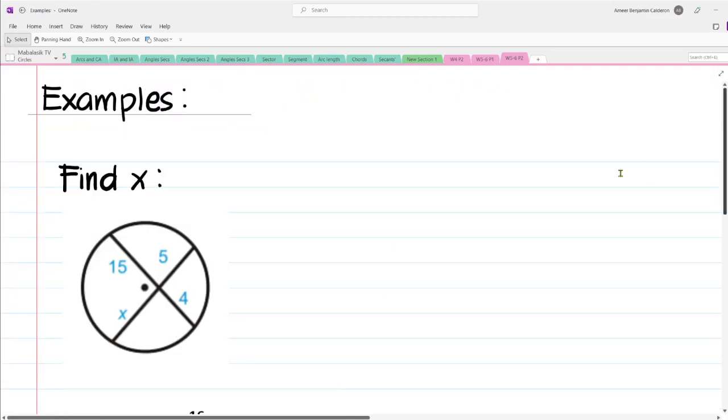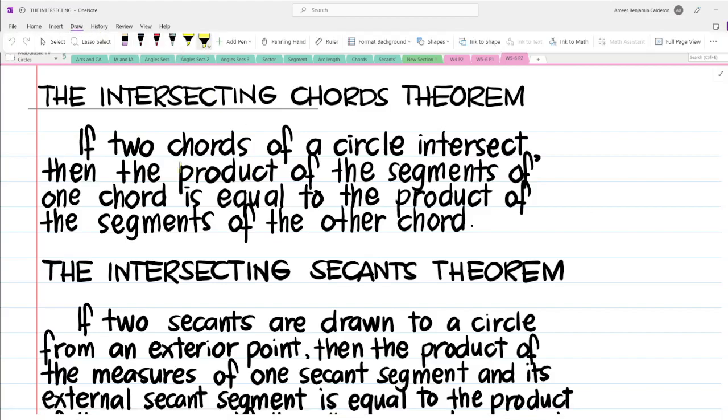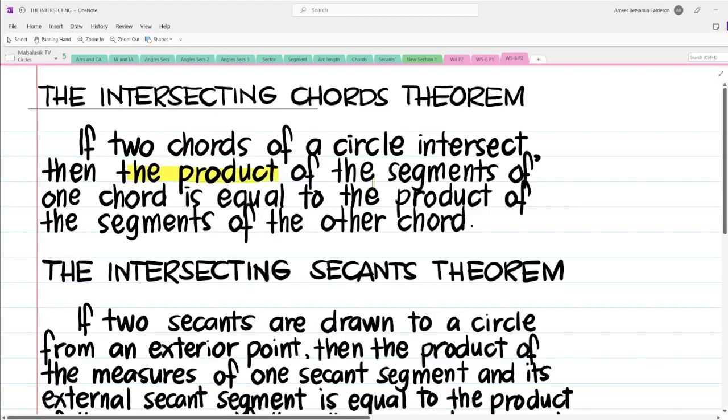We have to find x in the figure right here. Obviously, we have two intersecting chords, so we will refer to our first concept, the intersecting chords theorem. If two chords of a circle intersect, then the product of the segments of one chord is equal to the product of the segments of the other chord. So what are these segments of chords?